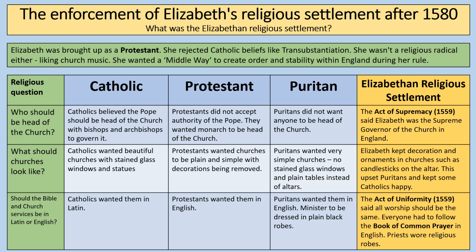In terms of what churches should look like, Catholics wanted beautiful churches with stained glass windows and statues. Protestants wanted churches to be plain and simple, and Puritans wanted very simple churches, no stained glass windows and plain tables instead of altars. Now, Elizabeth kept decoration and ornaments in the churches, such as candlesticks on the altar, and that upset Puritans, but it did keep Catholics happy.